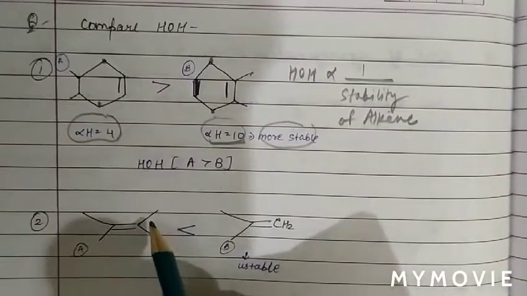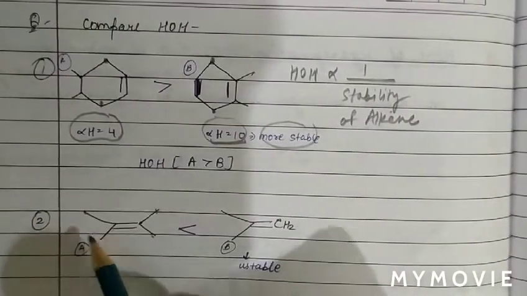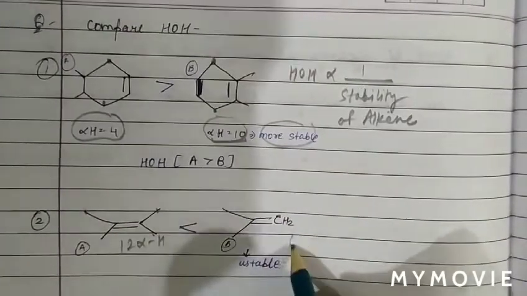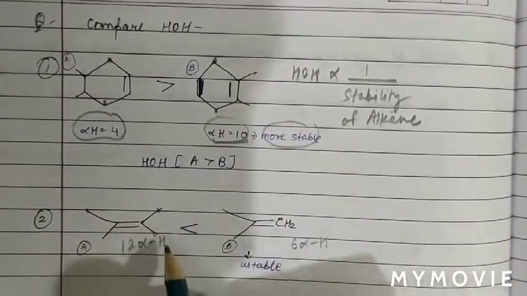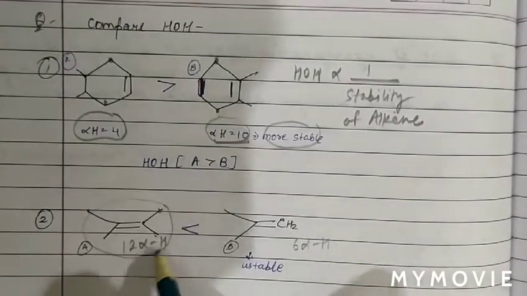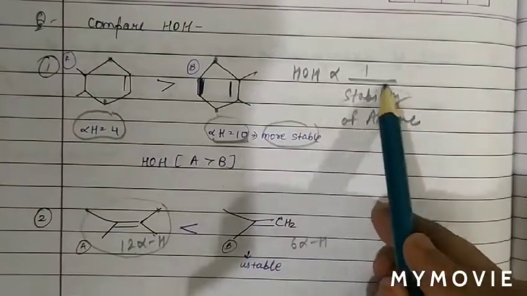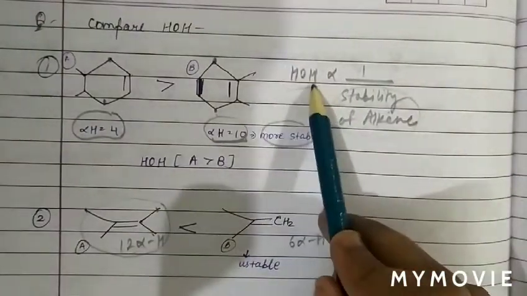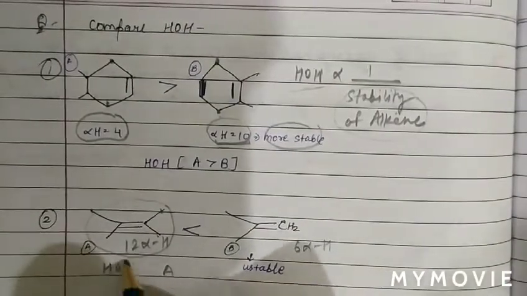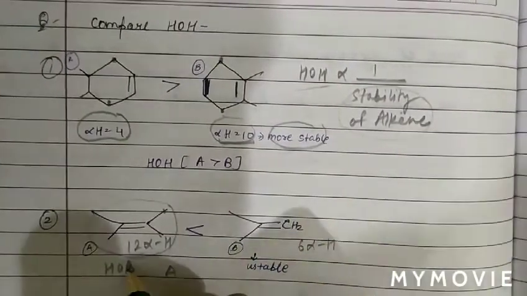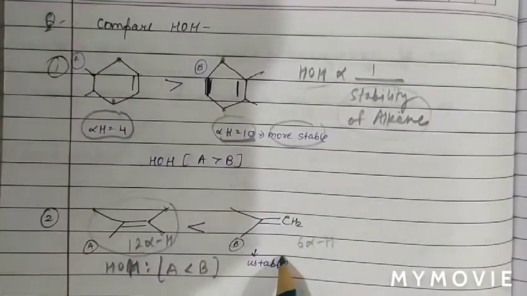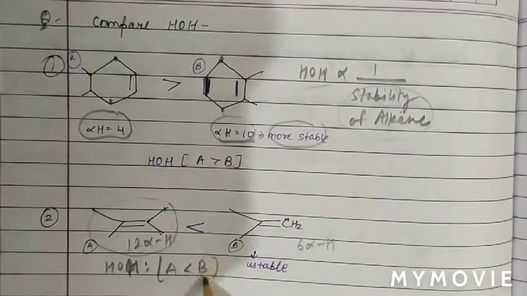In the next question we can see 3, 3, 6 and 3, 9 and 12. So 12 alpha hydrogens are there. Now see here 3 and 3, 6 alpha hydrogens. So basically stability of alkene A is more because of more number of alpha hydrogens, and if stability of alkene is more, then heat of hydrogenation is less. Therefore the heat of hydrogenation of A is less than B because B is less stable, therefore heat of hydrogenation is more.